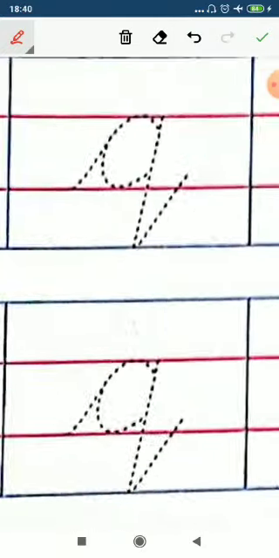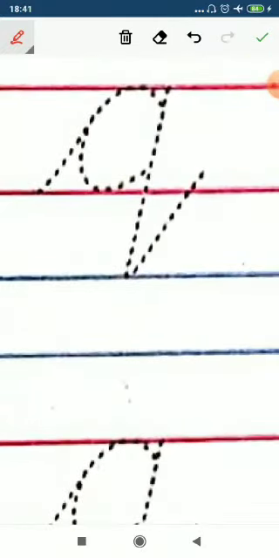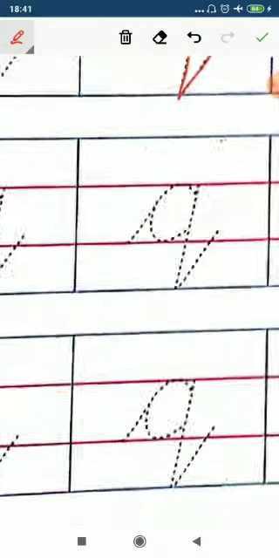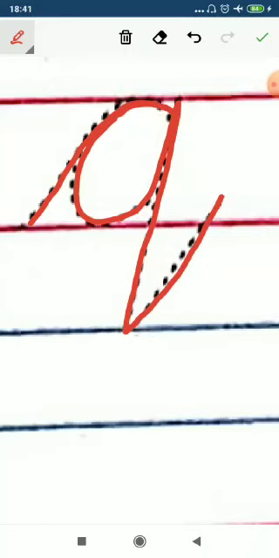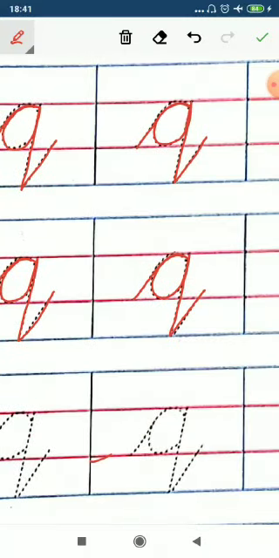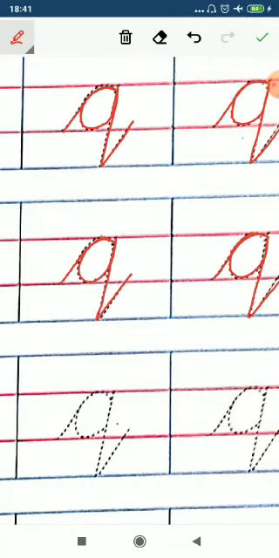Okay, now ye and ye. Okay, now two more. Small cursive C, then join it with slanting line and again slanting line. Same here. Ye and this one. Okay, so understood how to write Q? It's very easy, similar to G.